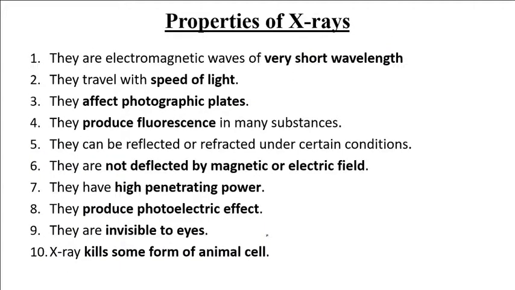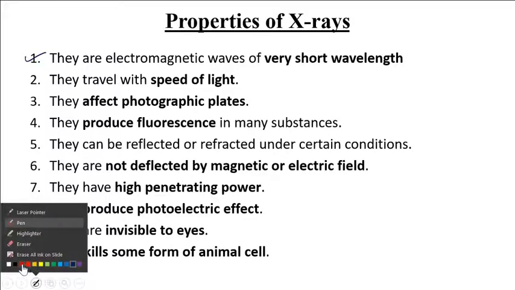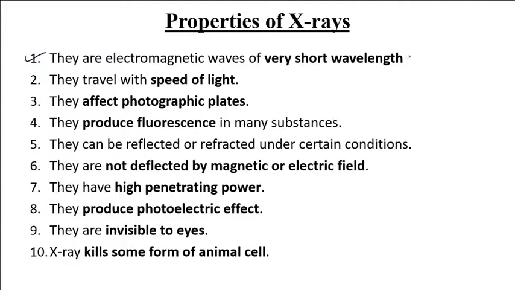So the next one is properties of X-rays. X-rays show the following properties, so let us see them one by one. First property, X-rays are electromagnetic radiation of very short wavelength. We have already seen it, and the wavelength of X-rays is 10 raised to minus 10 meter to 10 raised to minus 11 meter, or 1 angstrom unit to 0.1 angstrom unit, right?